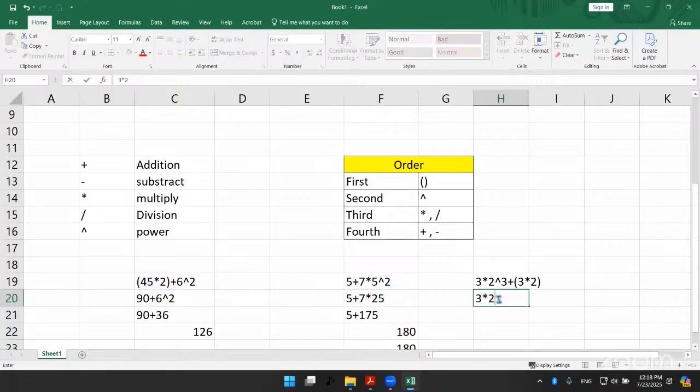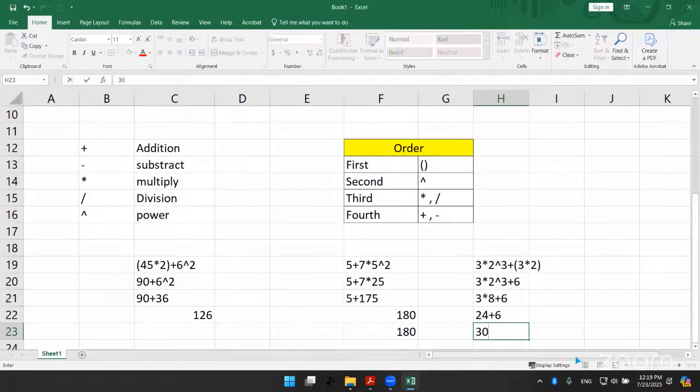3 multiplied by 2 to the power 3 plus brackets, 2 multiplied by 3 multiplied by 2 is 6. Then we have the power. Here we have power, so multiply is the third order. So we have 3 multiplied by 2 to the power 3. 2 to the power 3 means 8, plus 6. So then we have 3 multiplied by 8 plus 6. Multiply is the next one. So 3 multiplied by 8 is 24 plus 6. It should be 30, no?